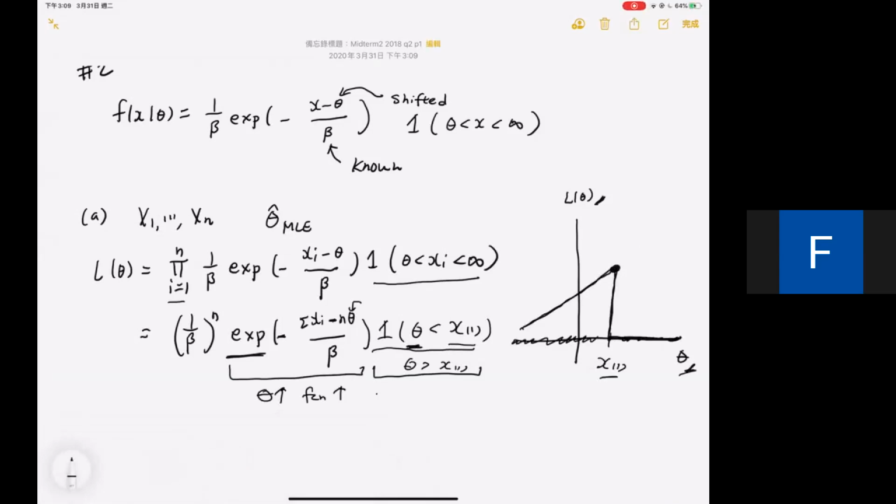Okay, of course, if you want to be serious about this, you want to talk about where the open point is. I think this is an open point, this is a solid point, then it becomes 0. Okay, then look at this graph. You should be able to tell the theta MLE is nothing but x1. Okay, that's part A. I think we only found the MLE.